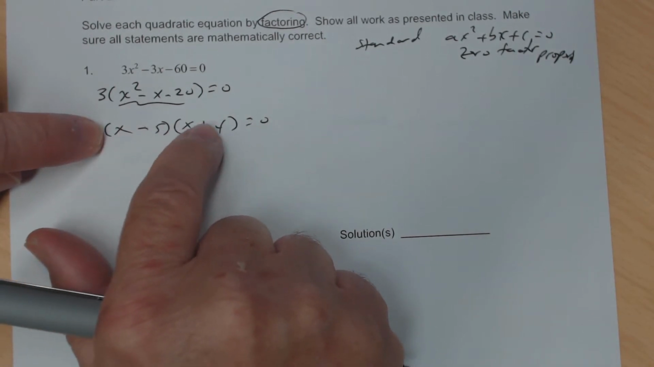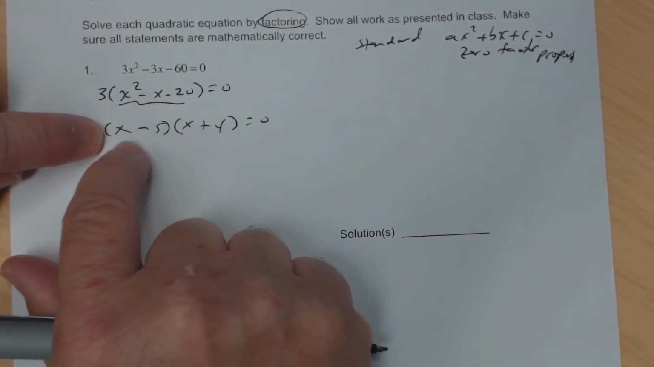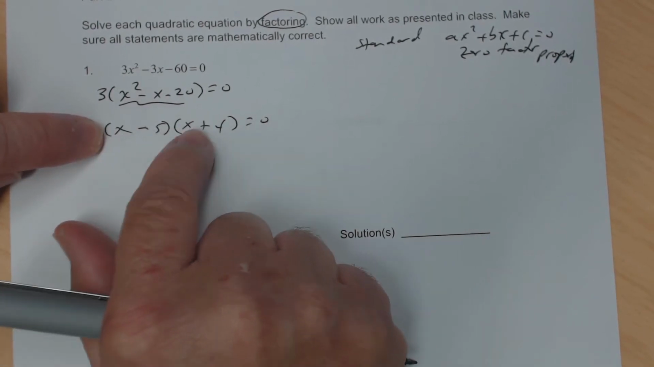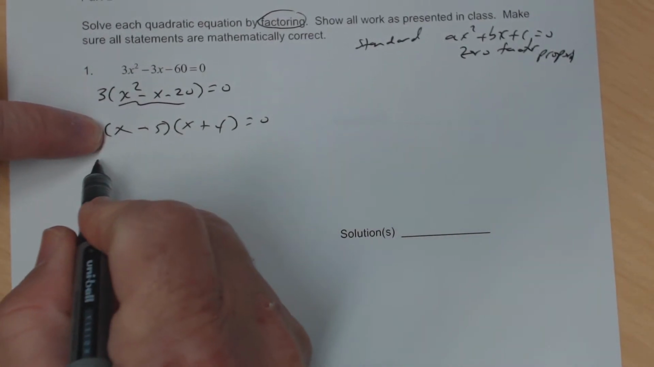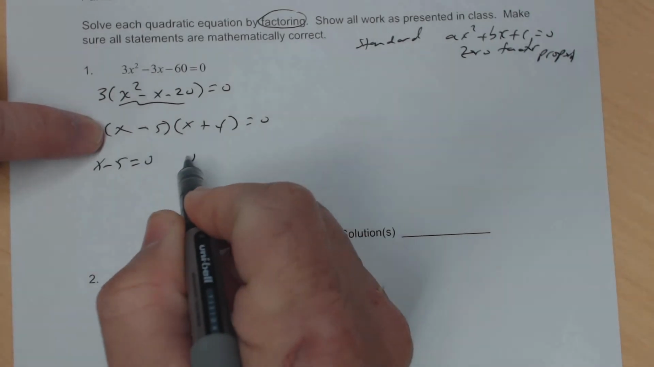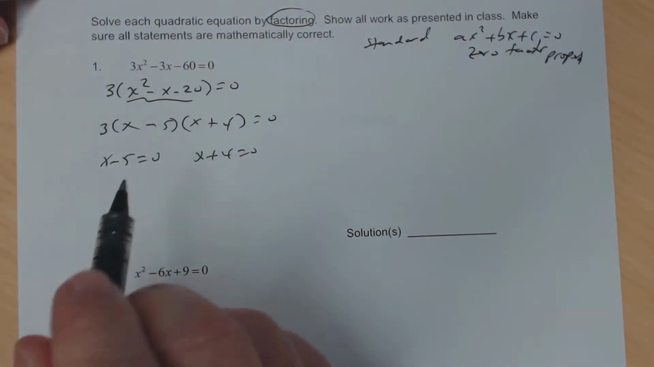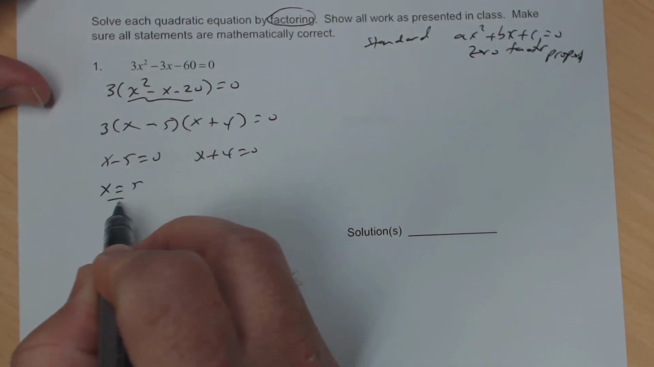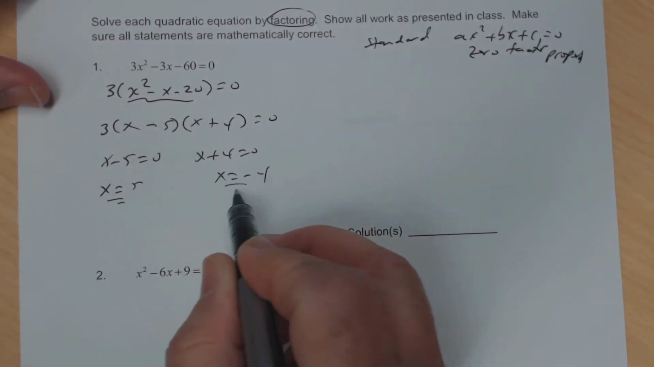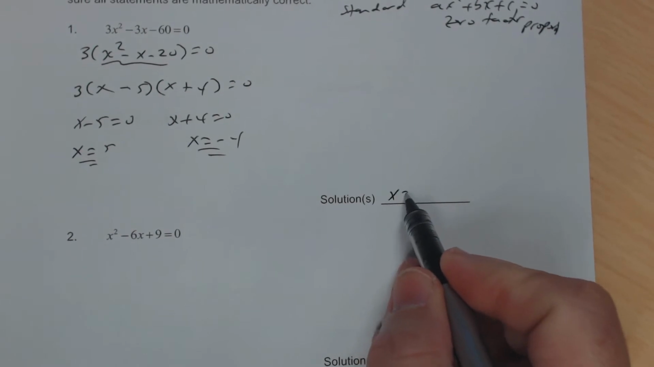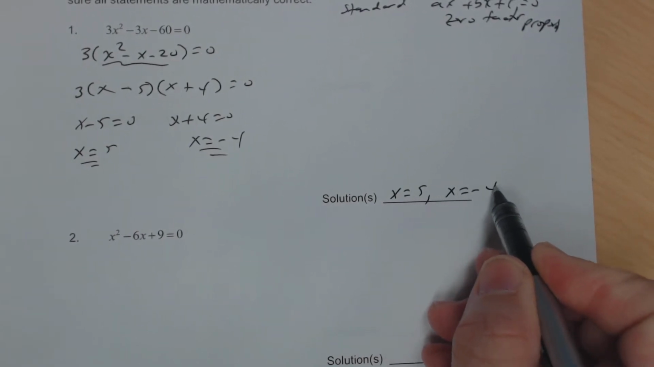These are the only 2 factors in which one of them has to be 0. So you set both of them equal to 0 and you solve for x. Notice you went from a quadratic equation to 2 linear equations. So I get x equals 5, and I get x equals negative 4. Those are your 2 solutions: x equals 5, x equals negative 4.